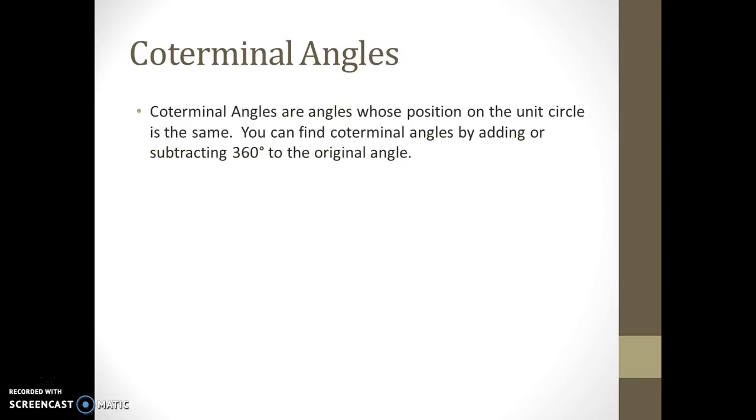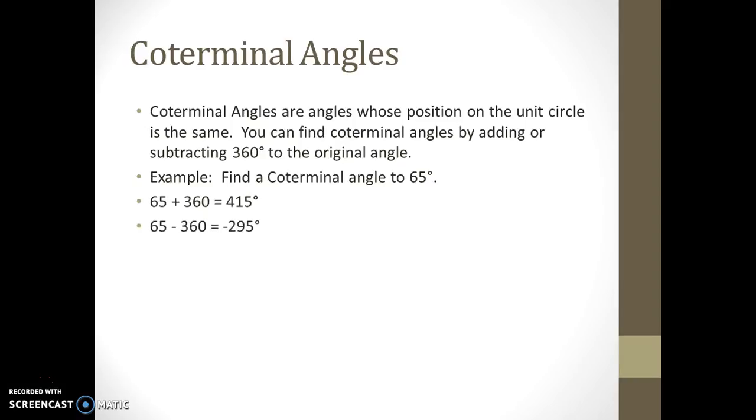You can find coterminal angles by adding or subtracting 360 to the original angle. Find a coterminal angle to 65 degrees. Well, you do 65 plus 360 gives you 415 degrees. You could also do 65 minus 360 and you get negative 295 degrees. All three of these would be the same position on the unit circle, so they're all coterminal angles.